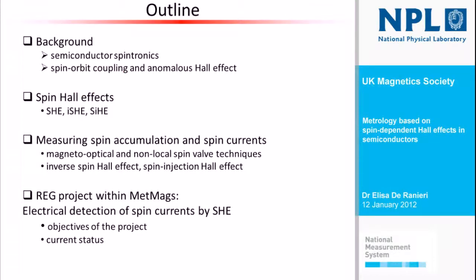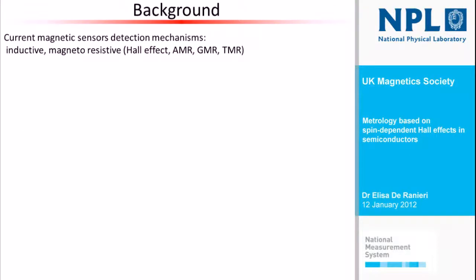So I will give a brief background, especially on the spin Hall effects. And then I will compare the proposed method for spin current detection using the spin injection Hall effect with other methods currently available. And then I will move on to describe in more detail the RAC project on the electrical detection of spin currents by spin injection Hall effect.